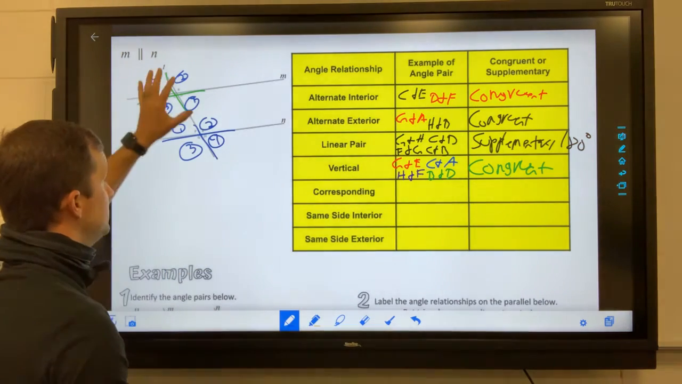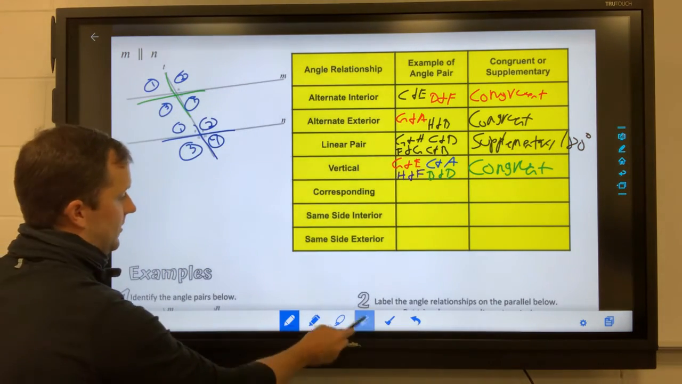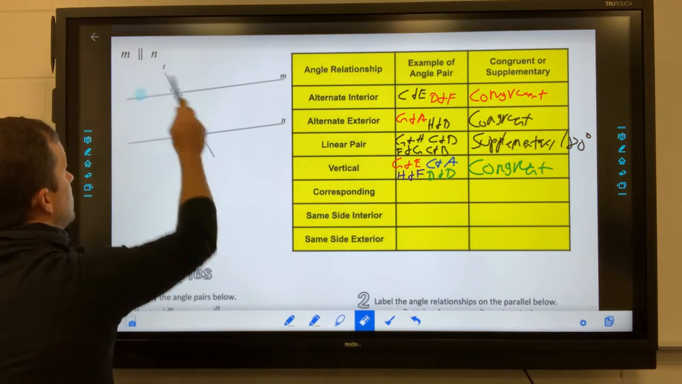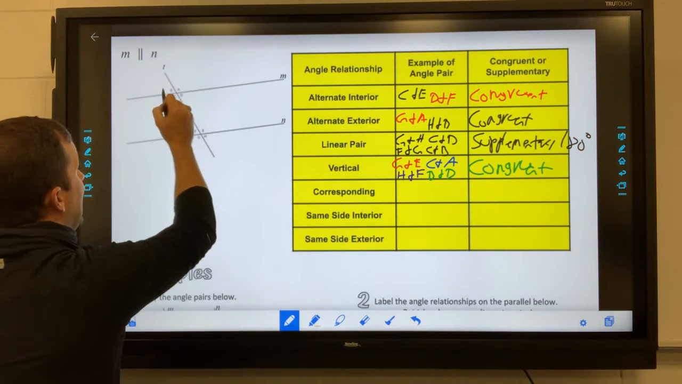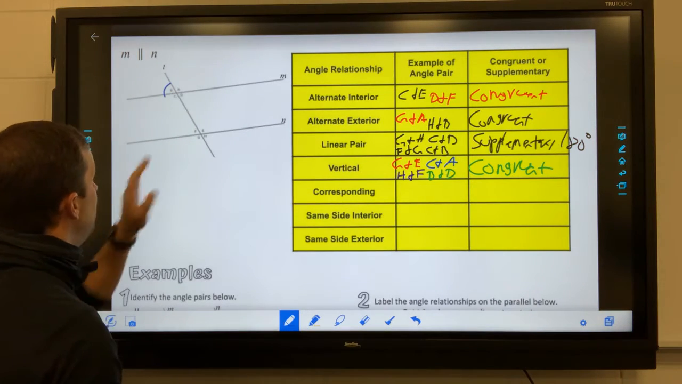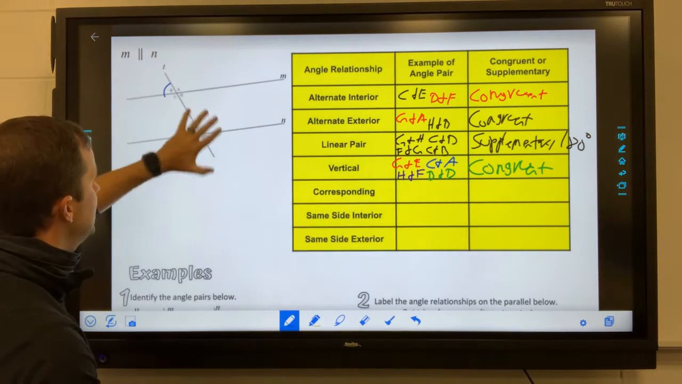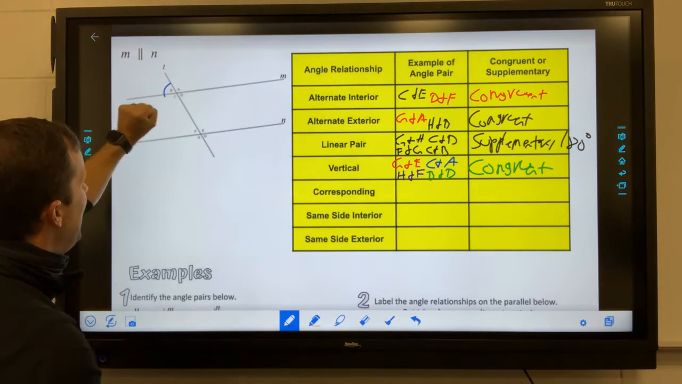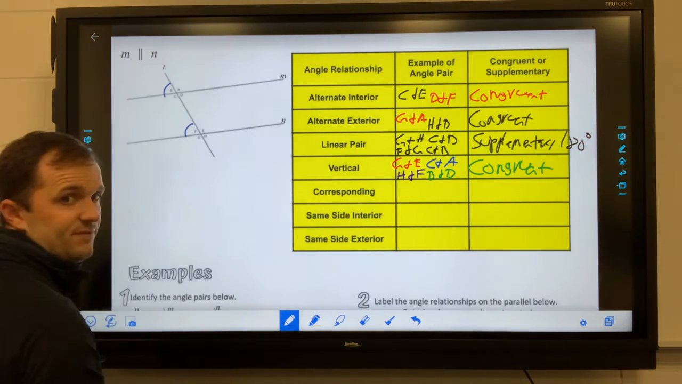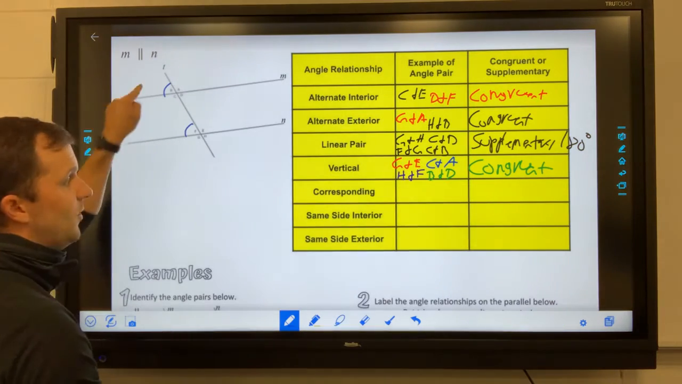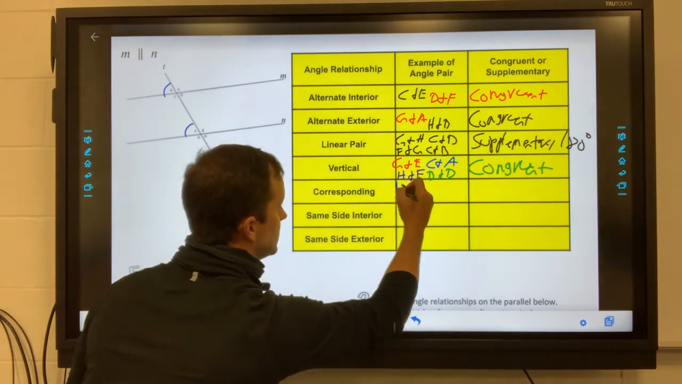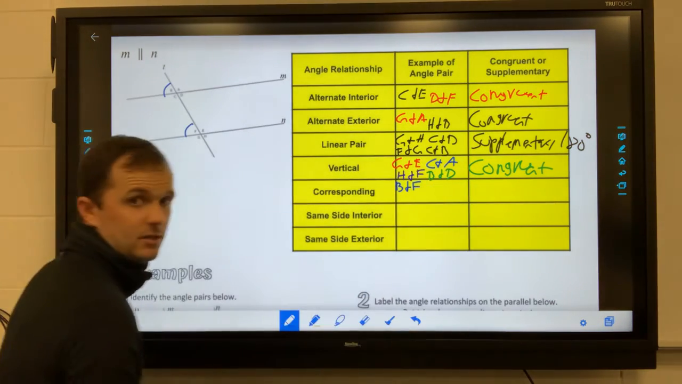So now instead of those being labeled with numbers, they're actually letters. Let's look at these corresponding angles. Looking at angle B, it is in the top left of that section. Looking down at this cross section, the top left is going to be angle F. So B and F are corresponding to each other.